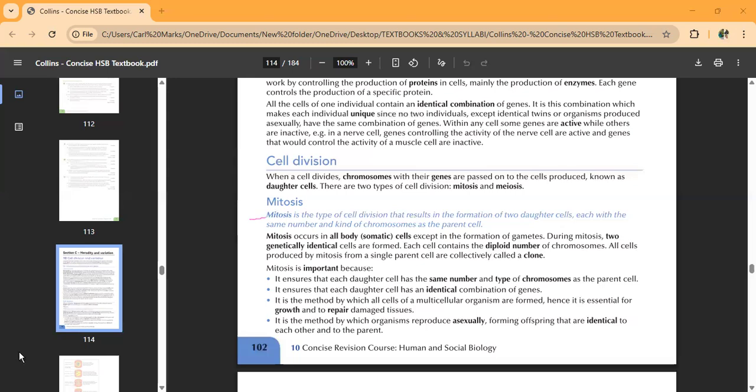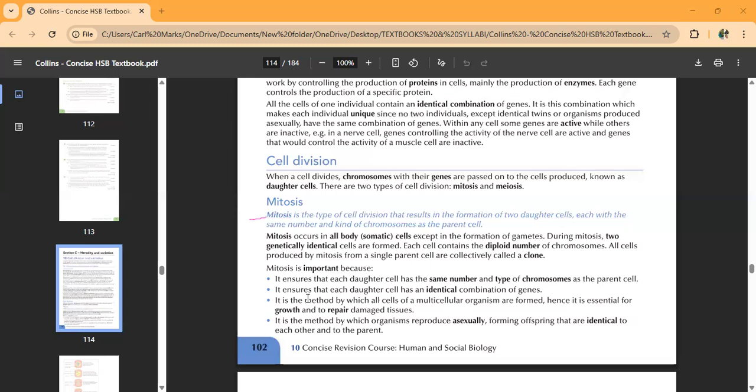So mitosis is a type of cell division that results in the formation of two daughter cells. Please note, two daughter cells, each with the same number and kind of chromosomes as the parent cell. So in essence, these daughter cells are identical to the parent cells, right? Now, mitosis occurs in all body cells, except in the formation of gametes, which are our sex cells, right? That's a totally different thing going on with the sex cells.